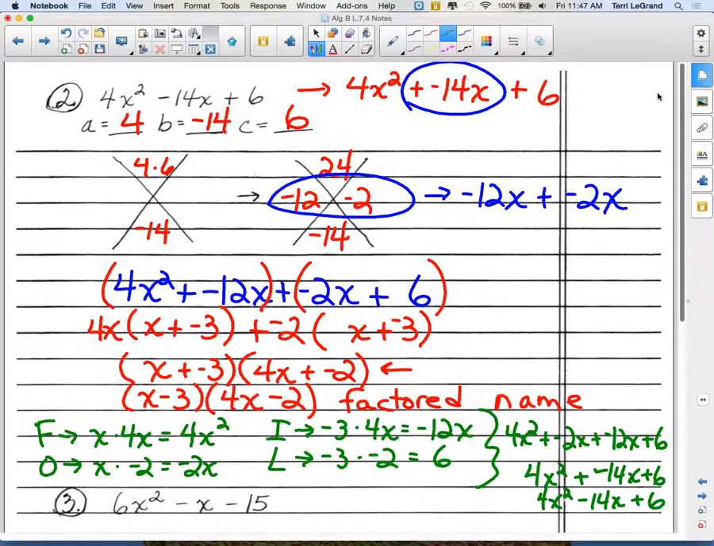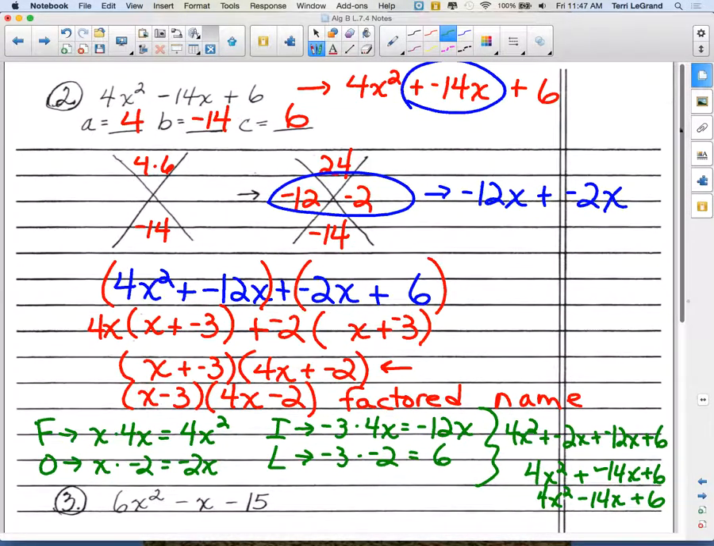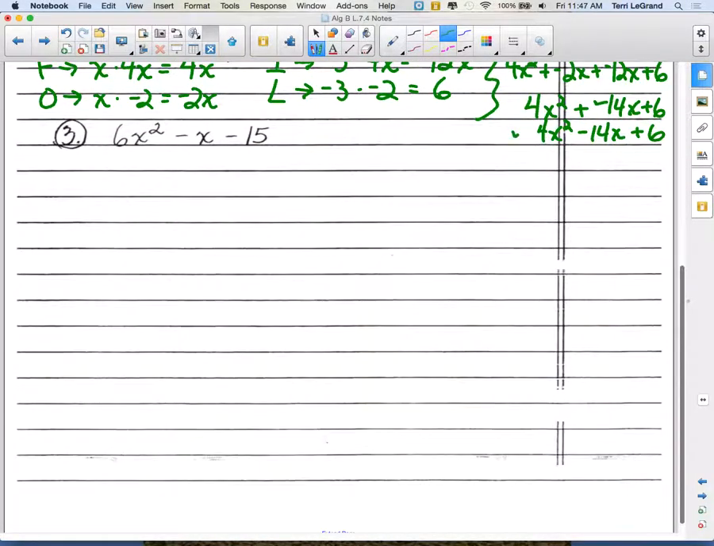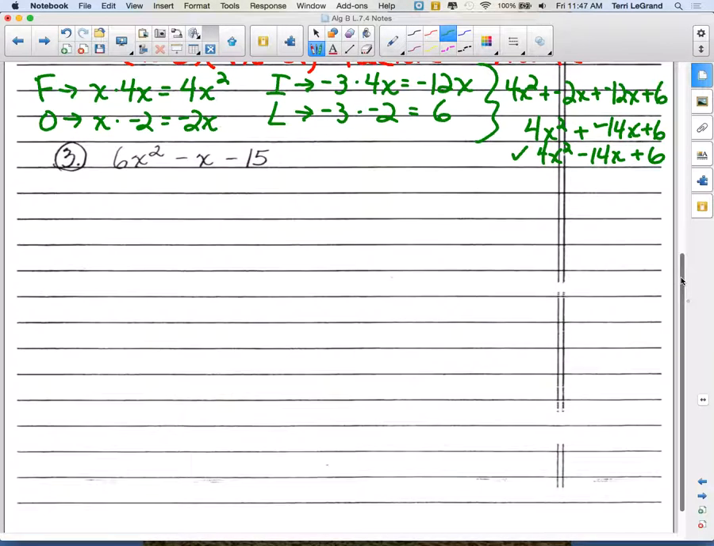Back to the beginning, 4x squared minus 14x plus 6. I'm feeling pretty good about our factored name. Mine checked out, did yours? Yes. You ready to try the next one on your own? Try it on your own.